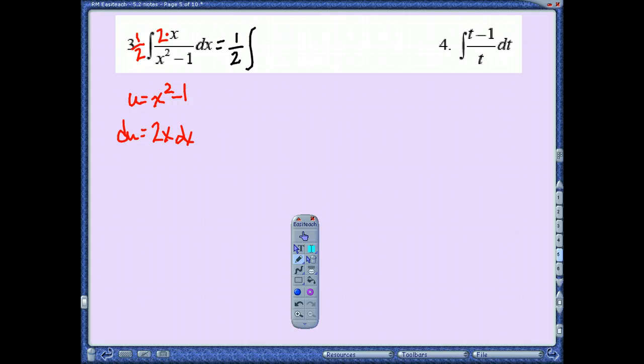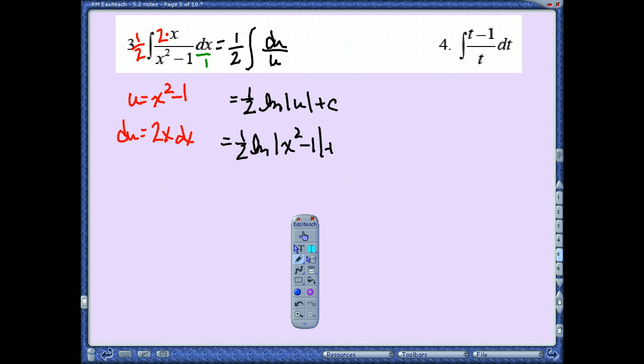When I rewrite, u was the denominator, the 2x dx, and remember that dx is actually in the numerator because if you make it into a fraction, it's over 1, so it's up in the numerator with everybody else. So that whole entire thing is du. I get to take my integral. So I have 1/2 natural log of the absolute value of u plus c. Substitute that u out. That's going to give me x squared minus 1 plus c.